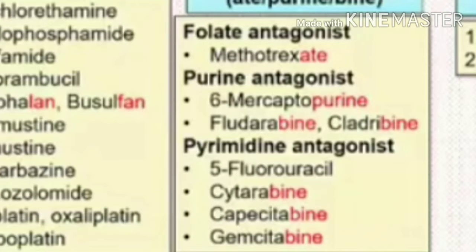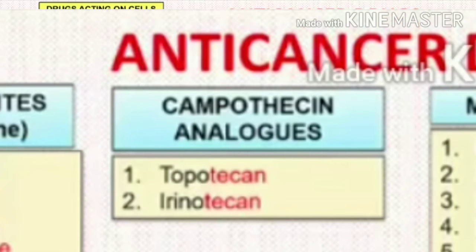Next, we discuss the C, that is camptothecin analogues. We have two members here, topotecan and irinotecan. Thecin and tecan sound similar, easy to remember.